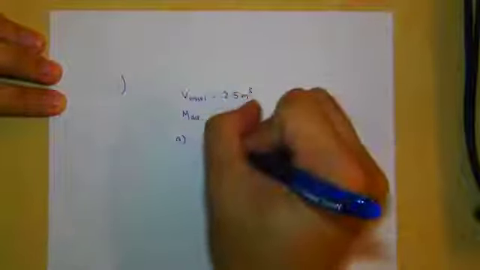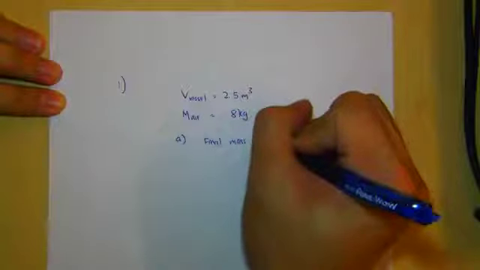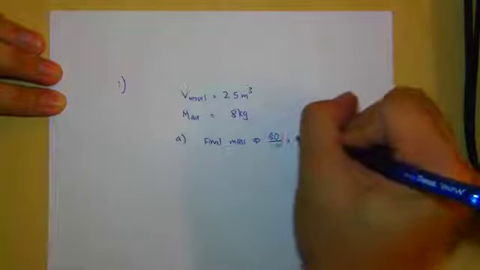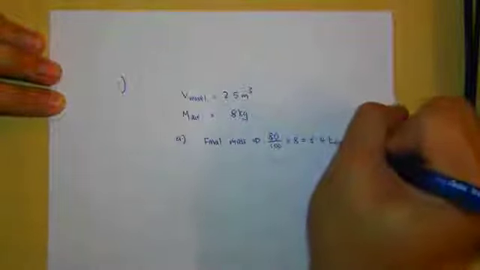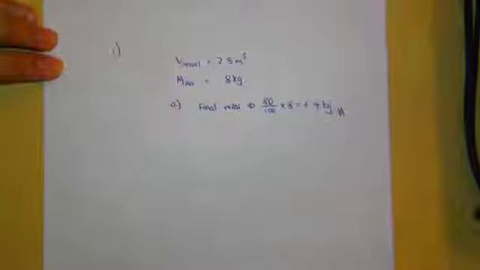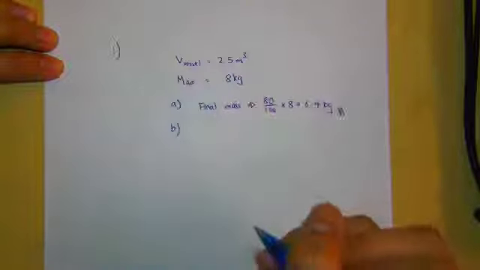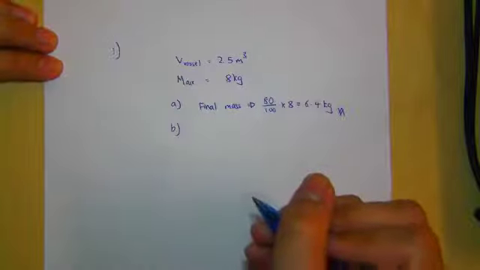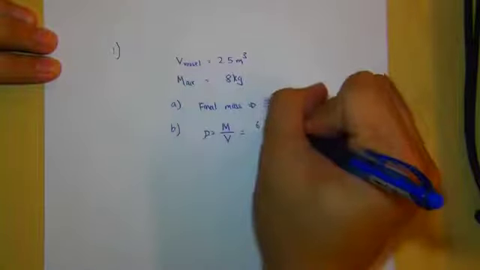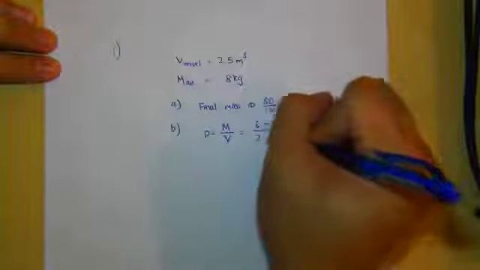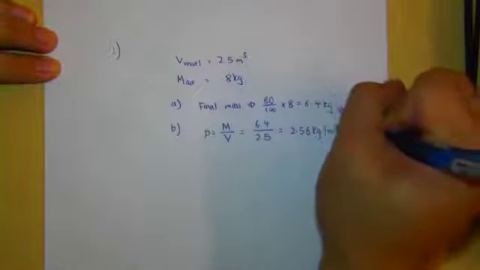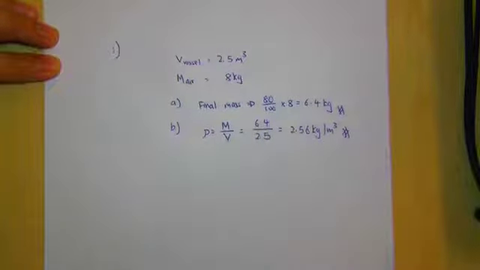So the final mass, in this case, since 20% leaked out, I should have 80% left. So 80% of 8 kg gives you 6.4 kg. Okay, next for B. Determine the final density of the air in the vessel. So this one, density is equal to mass divided by volume. So the mass is 6.4, the volume is 2.5, and this should give us 2.56 kg per meter cube. Alright, that's it for question 1.